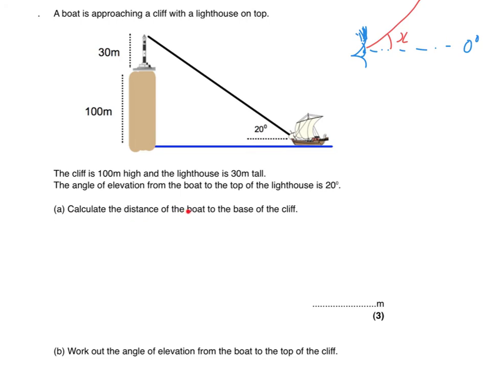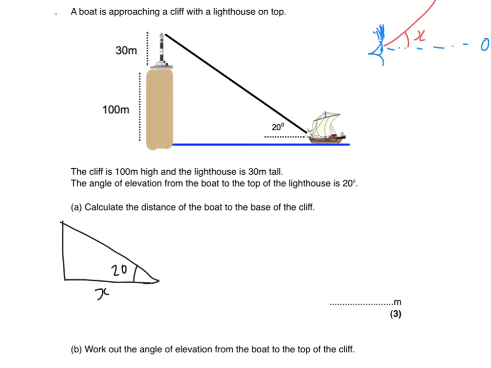Calculate the distance of the boat to the base of the cliff. So the boat to the base of the cliff. If I just draw that triangle again for my own reference with the relevant information, we've got the 20 degrees angle of elevation. We want to work out the distance from the base of the cliff to the boat, so I call that x, and the height from the base of the cliff to the top of the lighthouse would be 130. So we can put in 130.